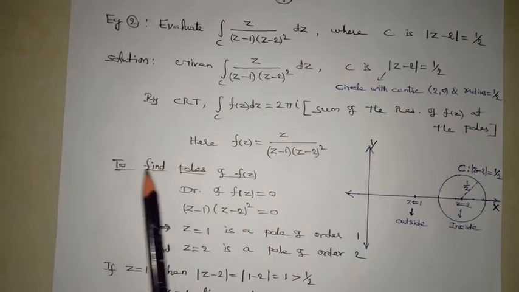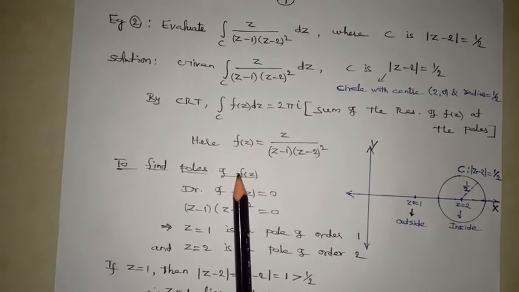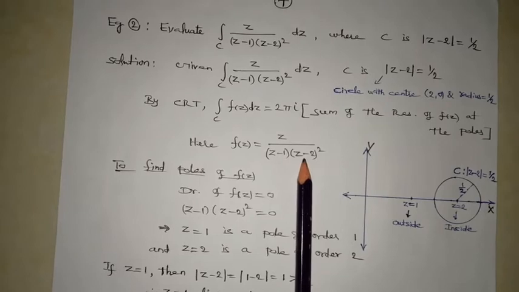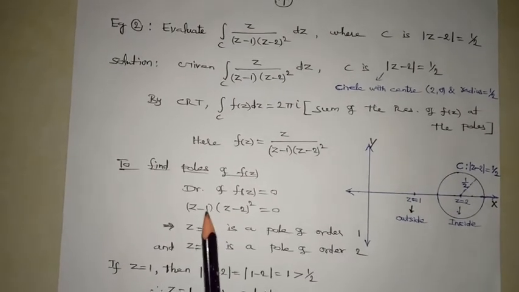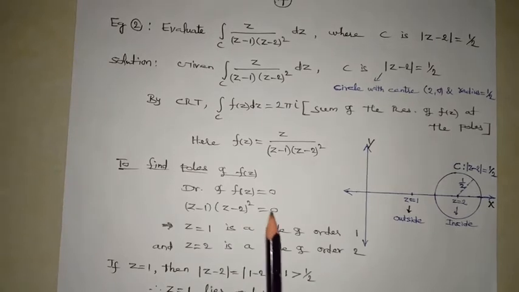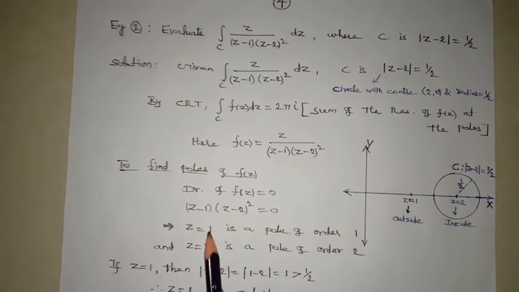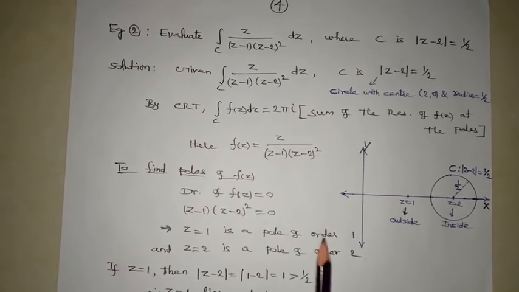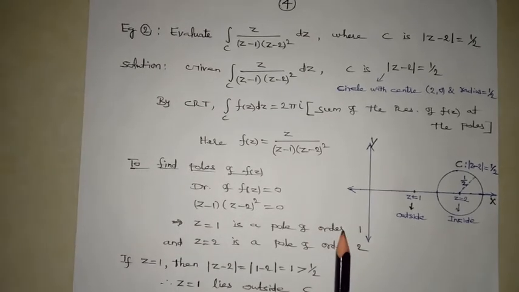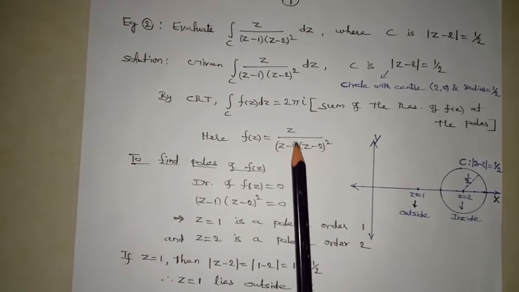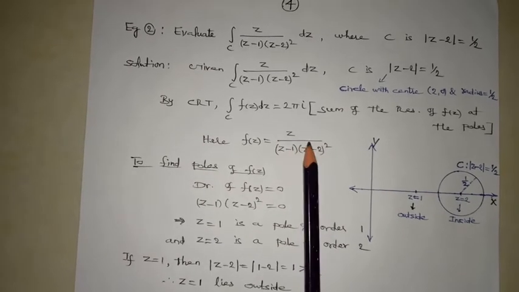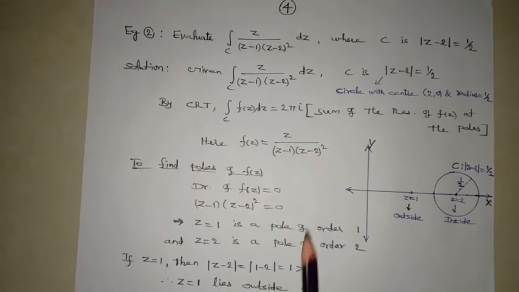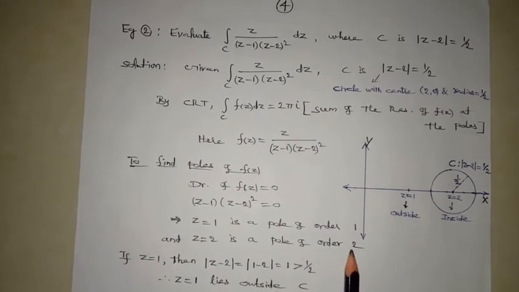Now, first we need to find poles. You know how to find poles. Yes, equate the denominator of f of z with 0. Here (z minus 1) times (z minus 2) whole square is equal to 0, which implies z is equal to 1 and z equal to 2. Here z equal to 1 is a pole of order 1. Why is it order 1? Already explained, the power of z minus 1 is 1. Nothing is there means power 1, so that's why it's order 1. Whereas for z minus 2 the power is 2, so that's why z equal to 2 is a pole of order 2.